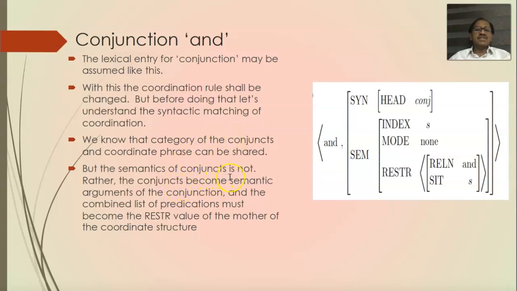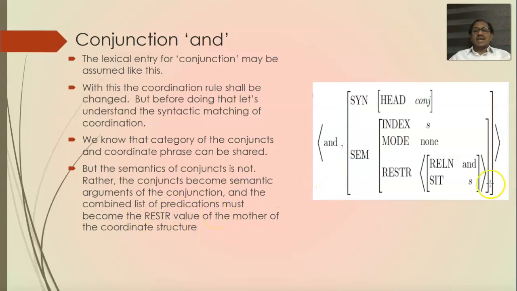But the semantics of the conjuncts is not the same. The semantics of a conjunct is different from that of the coordinate phrase. You have to put together the semantics of all the conjuncts to get the semantics of the coordinate phrase. Rather, the conjuncts become semantic arguments of the conjunction, right? And the combined list of predications must become the restriction value of the mother of the coordinate structure. This is by the semantic compositionality principle.